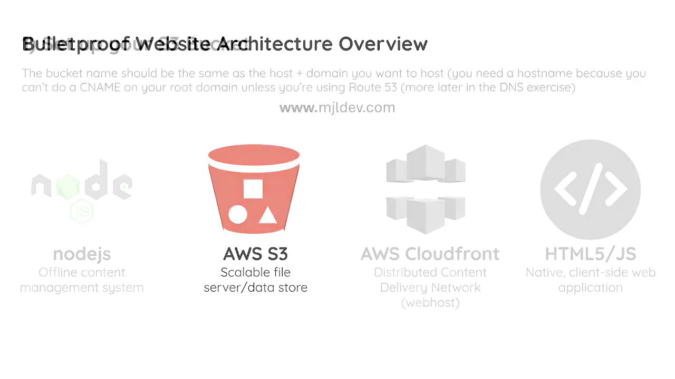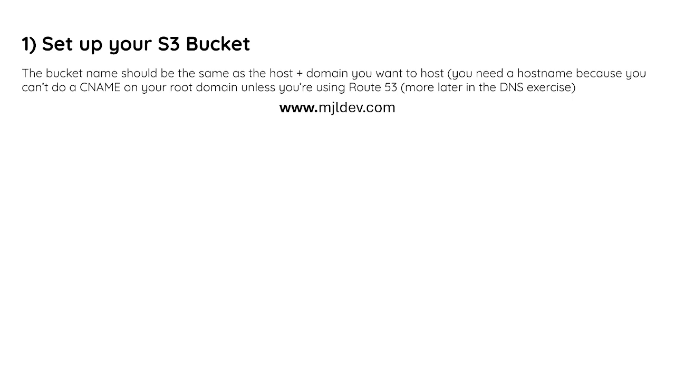First thing you have to do is know the domain name that you're going to be pointing there, and then make sure that you use a server name for your bucket name. By server name, I mean www.yourdomain. Now, if you're using Route 53 on AWS, you can actually use that root domain, in my case, mjldev.com.